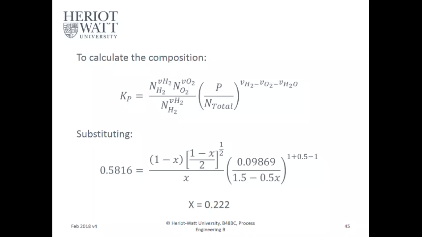Substituting, you get 0.5816 equals (1 minus X) multiplied by ((1 minus X) over 2) to the power half, over X, multiplied by 0.09869 over (1.5 minus 0.5X) to the power 1 plus 0.5 minus 1.